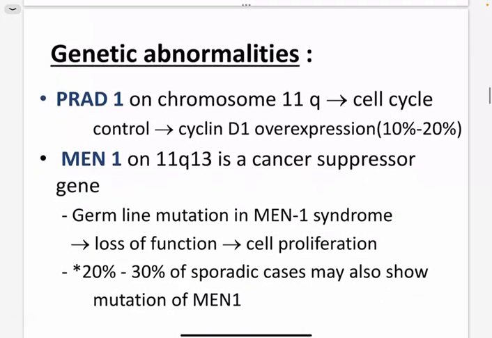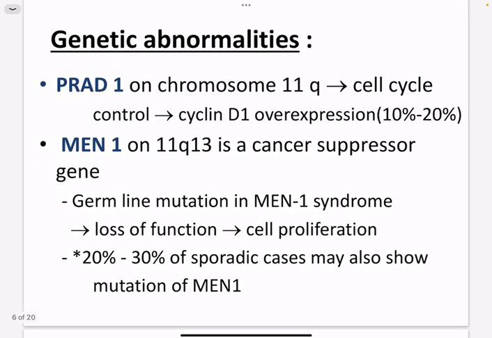Genetic abnormalities in the parathyroid adenomas. PRAD1 mutation in chromosome number 11 that is involved in the cell cycle control and cyclin D1 overexpression. Cyclin D1 إيش بيعمل؟ بيزيد the proliferation of the cells, if you remember. MEN1 on chromosome number 11 as well. The tumor suppressor gene, عشان هيك يصير في loss of function بالMEN1, and this leads to cell proliferation. 20 to 30% of sporadic cases may show also mutation of MEN1.